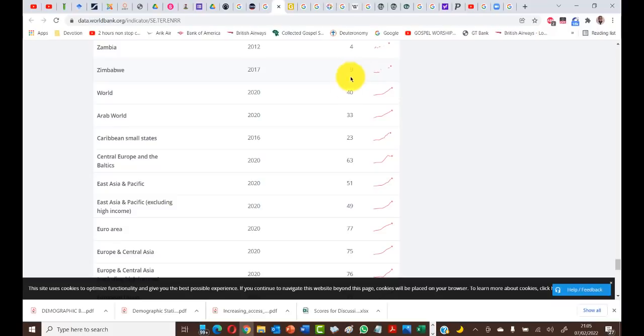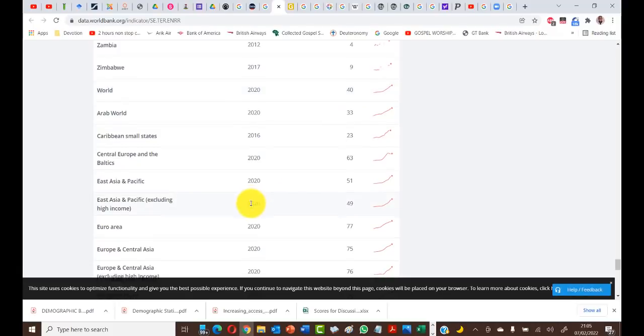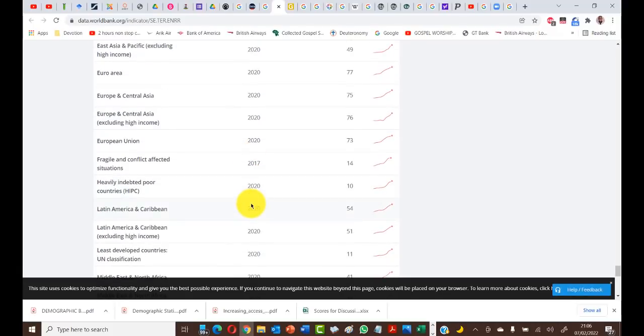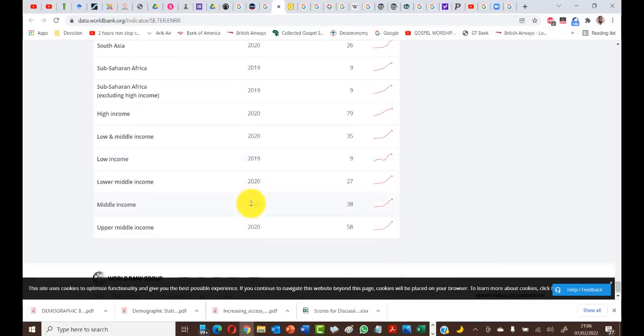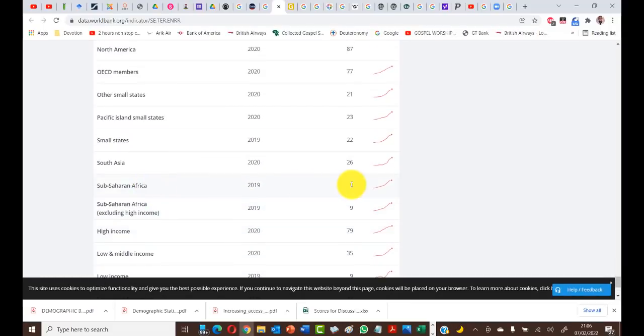So that's how you make international comparison. And you as academic planner can go up there to say that the global GER is 40. Then for Sub-Saharan Africa, south of the Sahara, we have 9, you can see. So you use this as basis for comparison.